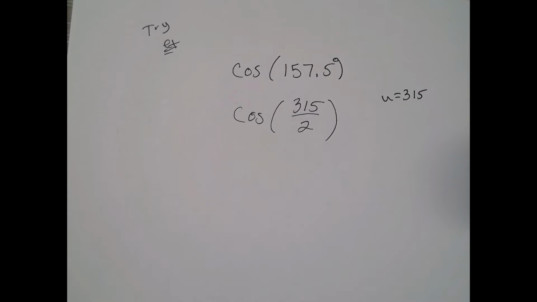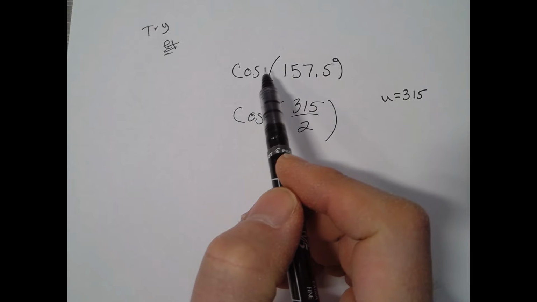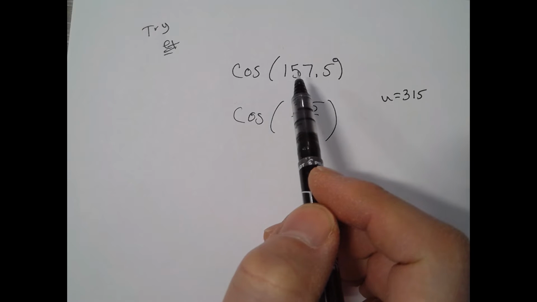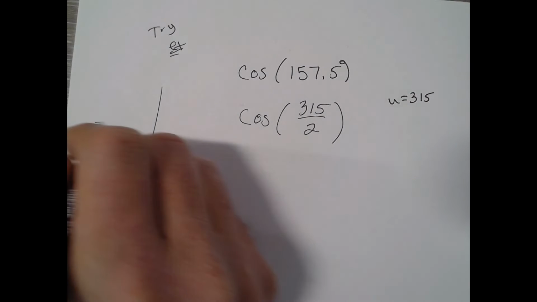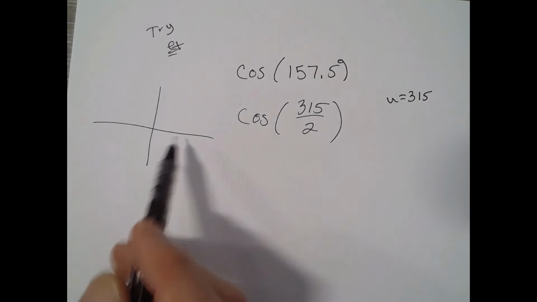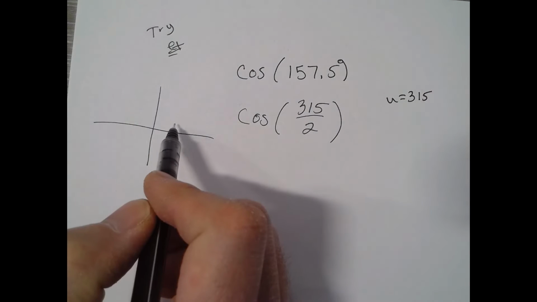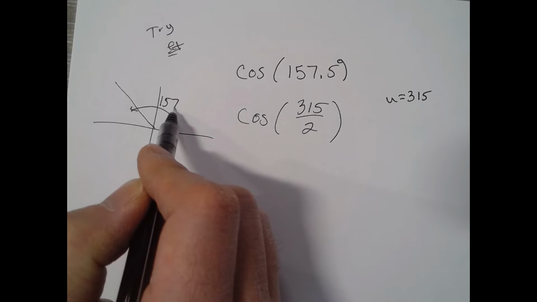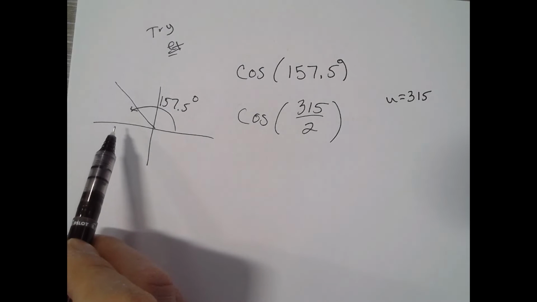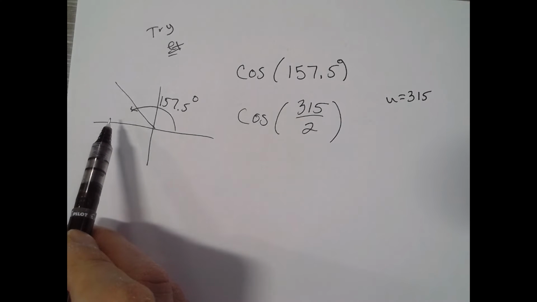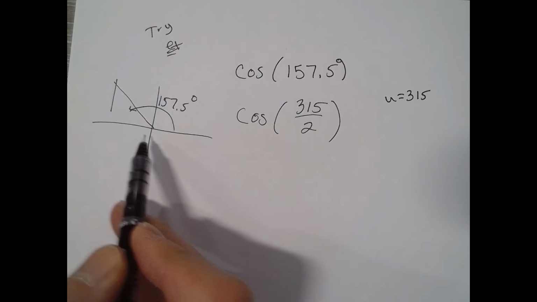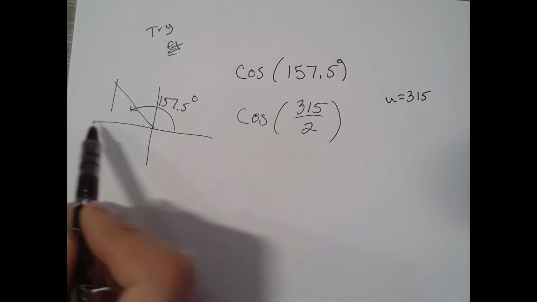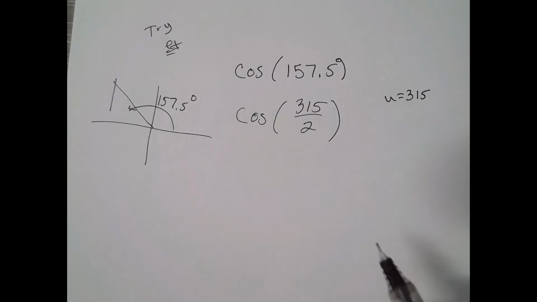All right, gave you a little bit of time. The really important question was, how do we know if it's positive or negative? So let's go back to what we're originally finding. We're finding the cosine of 157.5. 157.5 is in what quadrant? Second quadrant. Is the cosine going to be positive or negative over here? Negative. Cosine is the x value, and in the second quadrant it is negative. So our answer is going to be negative. We're going to choose the negative square root.